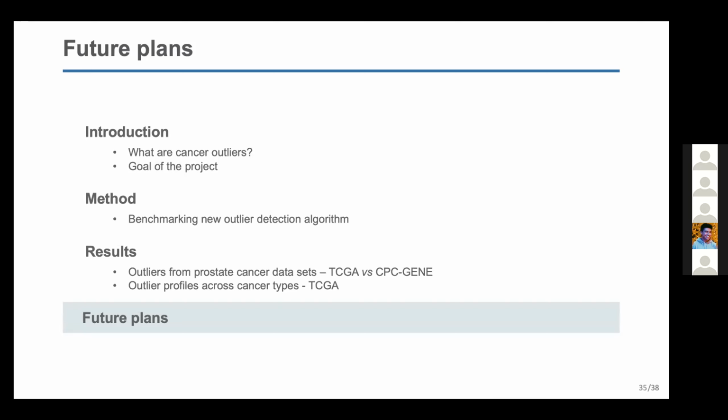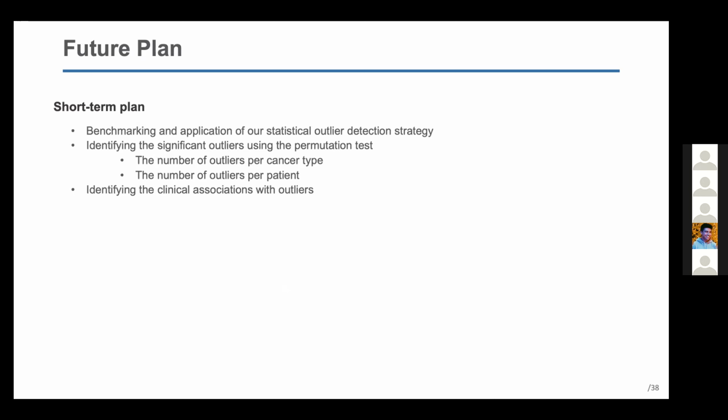And I want to talk about my future plans. I'm still working on my benchmarking side. After finalizing it, I want to apply it to more of the cancer data sets and establish the cancer outlier profile. Then I could get the significant outlier profile in each data set and want to identify the clinical association with outliers in each patient.